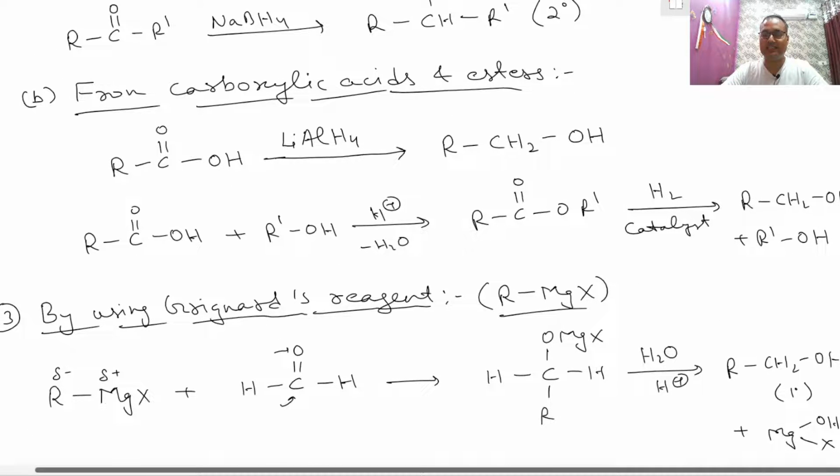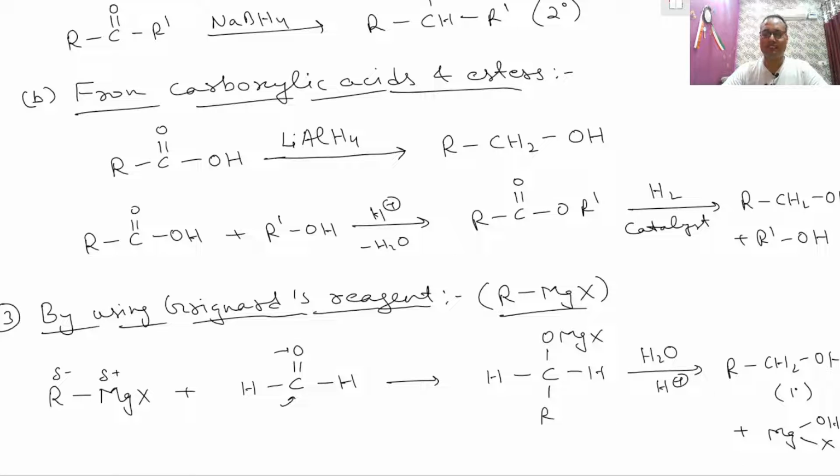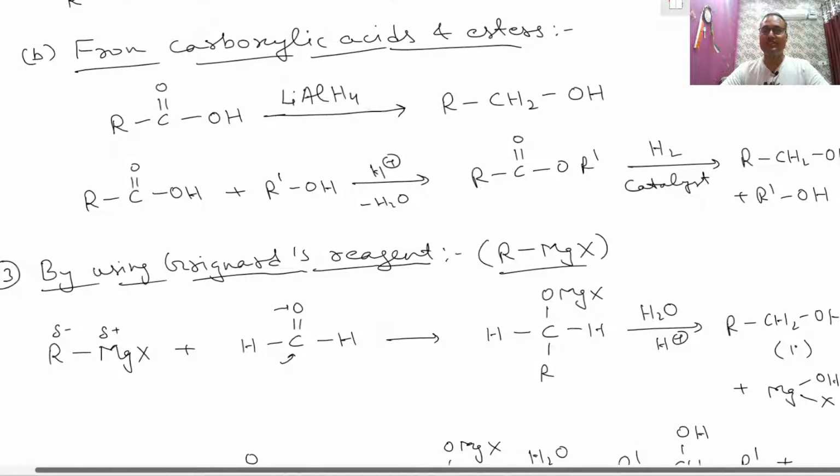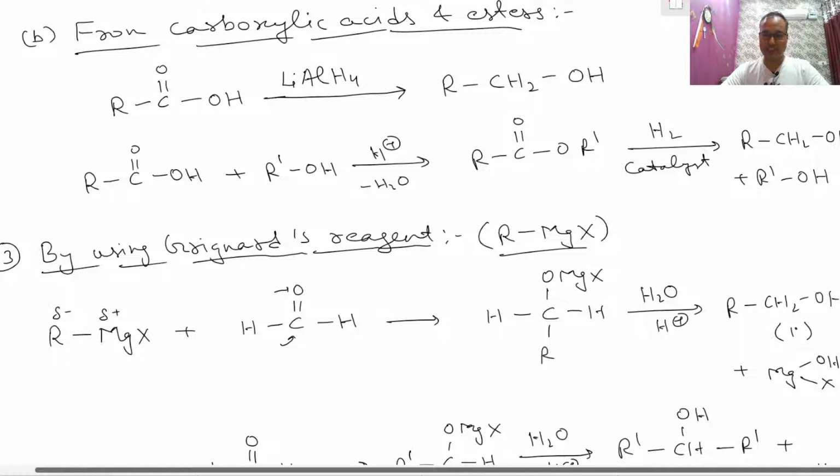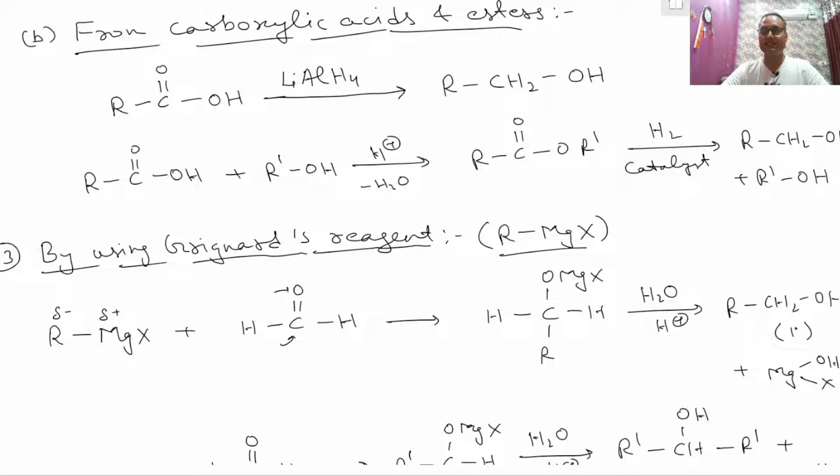From carboxylic acid, we cannot use sodium borohydride because that's a weak reducing agent. So for carboxylic acid, we use lithium aluminum hydride. It's a strong reducing agent and can easily reduce carboxylic acid to the respective alcohol. But the method we are adopting here is quite expensive because the reagent, lithium aluminum hydride, is quite expensive. So in order to reduce the cost, we can first convert the carboxylic acid into the respective ester and then catalytically reduce it by using H2 in the presence of a catalyst.